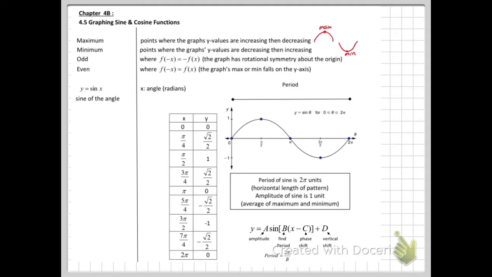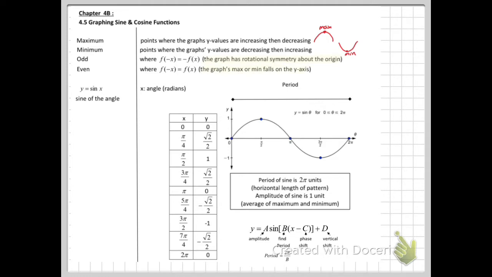Remember the definitions of odd and even are also written there. Odd is when you plug in a negative x and you get the opposite answer back out. Even is when you plug in a negative x and you get the same answer back out. We like to talk about it in class this way: odd, you can flip it over and it's the same. Even, you can fold it on the y-axis and it's the same.